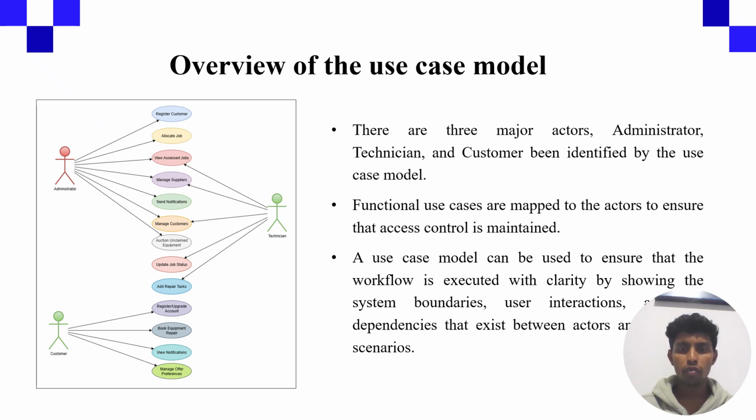Here you can see the overview of the use case model. The use case model outlines how each kind of user interacts with the system, depending on their role. The administrator manages users and allocates jobs, the technician performs repair updates, and the customer books services or views notifications, helping to establish system boundaries and responsibilities. This model ensures the predictability and security of the system. This model is also fundamental when designing the software's functional components.